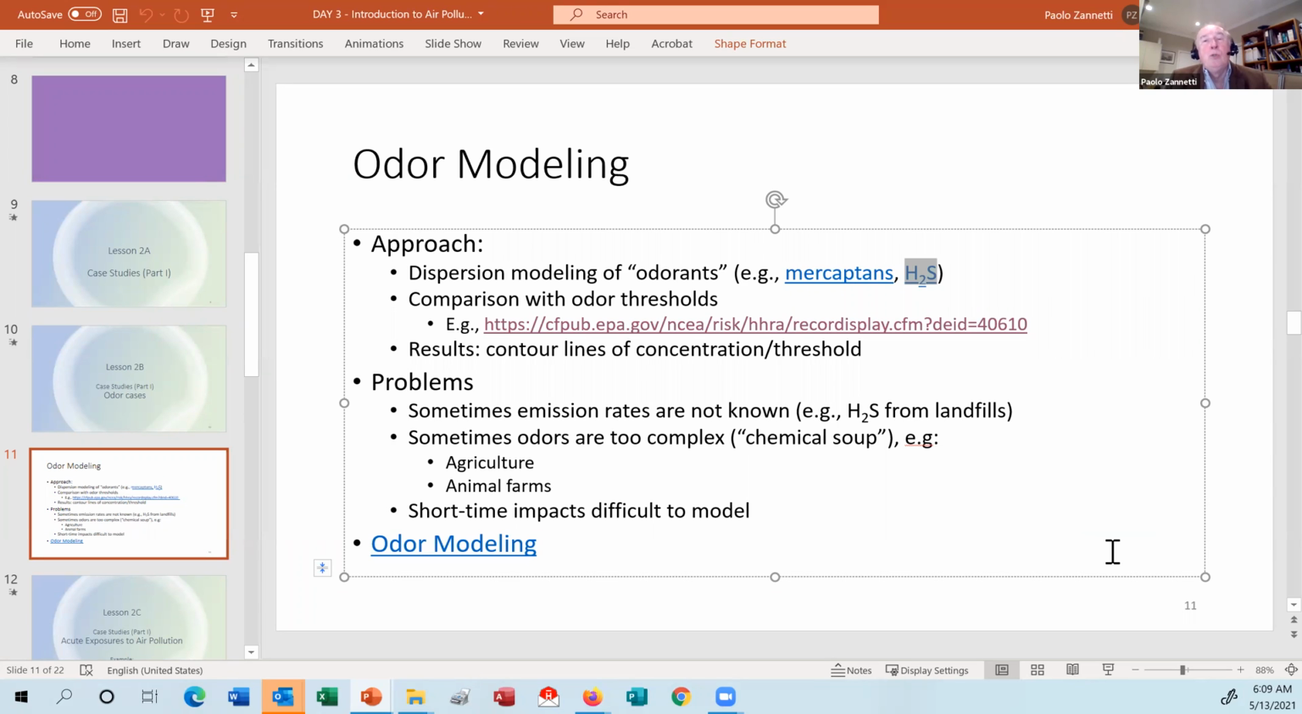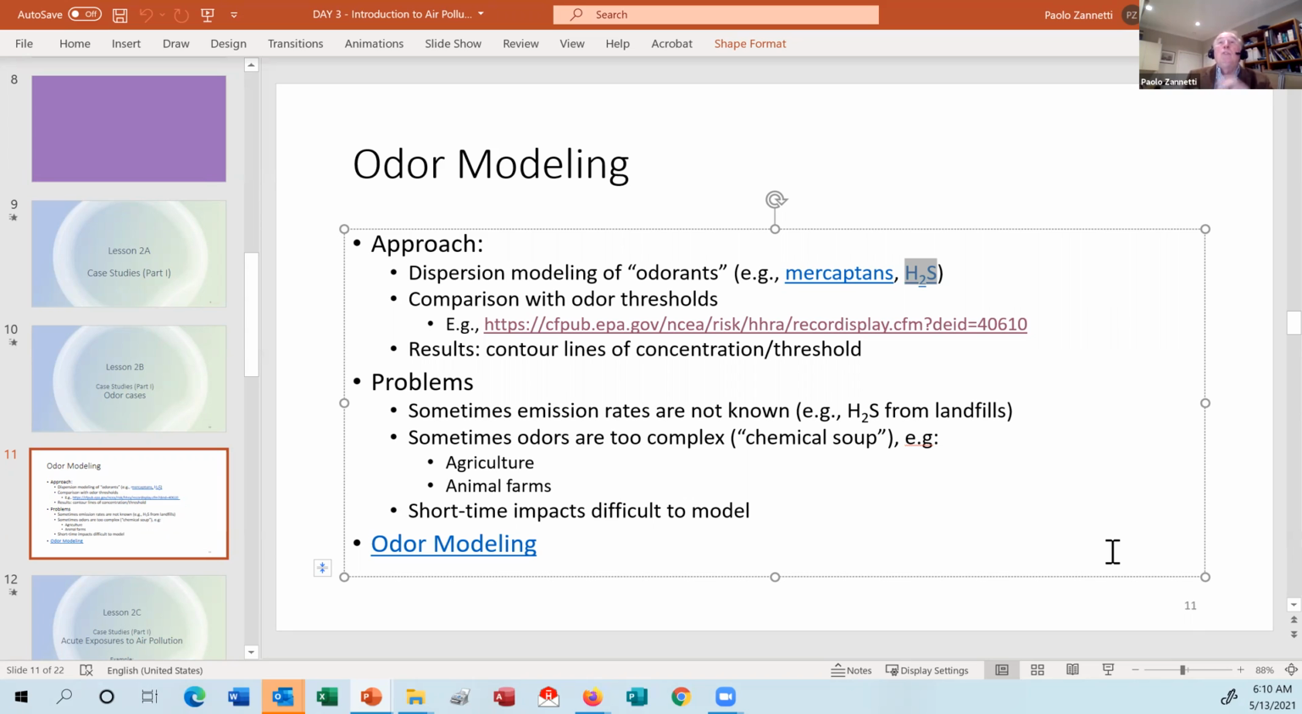One way is to take a sample of air near the facility, take it to the laboratory, have people smell the sample, and dilute it with clean air, dilute until you don't smell it anymore. The number of dilutions is the intensity of your odor.